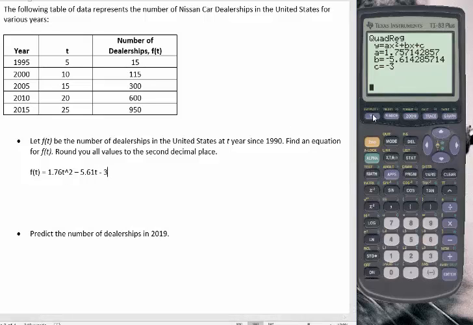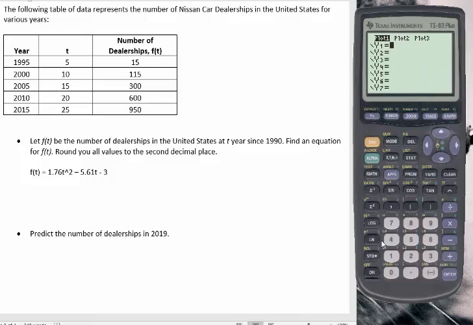And if I plug that into my calculator under y equals 1.76 variable squared minus 5.61 times the variable minus 3, and I graph it, look, it fits the data really well. It goes right through it.